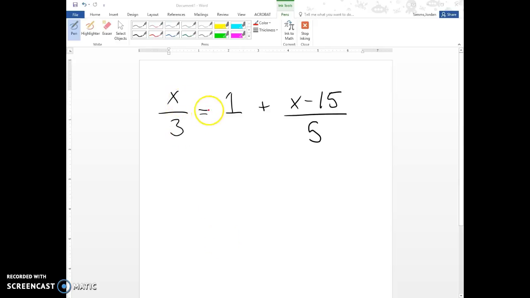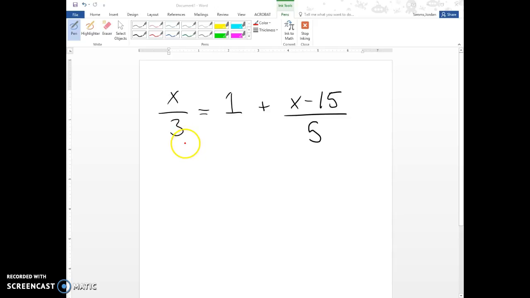Here we have x over 3 equals 1 plus (x minus 15) over 5. And what we have to do is essentially solve for x. So there's a couple different ways to think about this, but what we have going on here is fractions, okay? In order to solve for x, which is up here in the numerator, we want to get rid of these fractions.